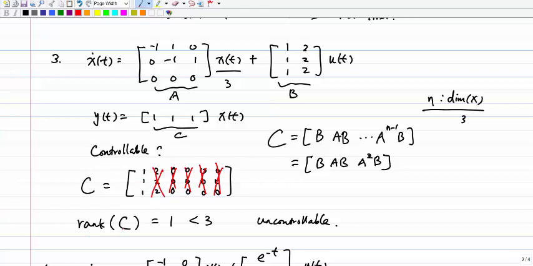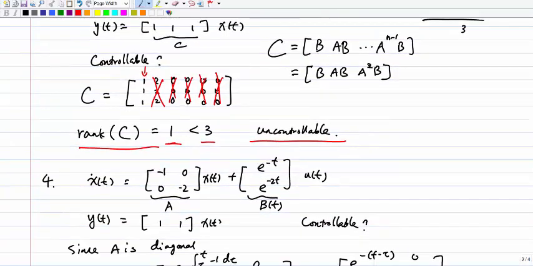So rank of C, okay, when I go back a little bit. When I compute this rank of C, there's only one linearly independent column because all the others are 0 and you can ignore them. And 2, 2, 2 is linearly dependent on 1, 1, 1, so you can drop one of them. Of course you can drop 1, 1, 1, that's the same. So rank of C is just 1, which is less than 3. Okay, so this is not controllable.